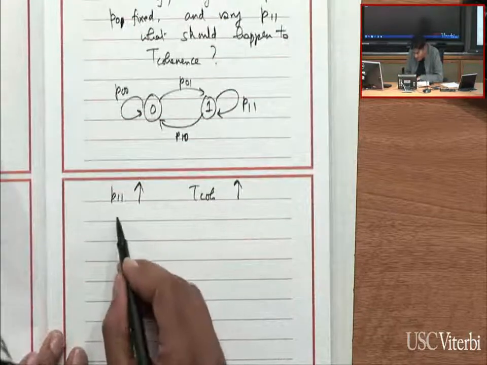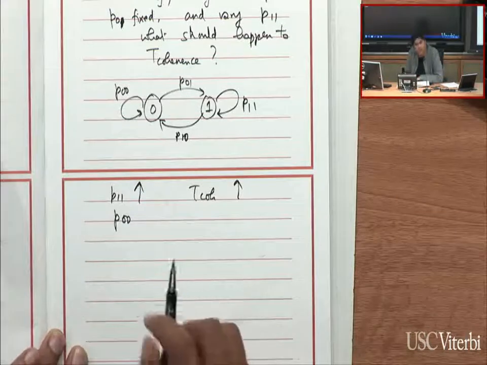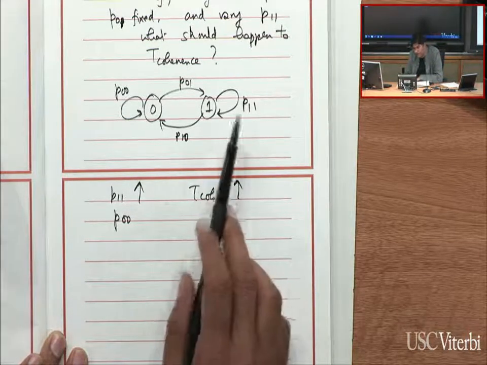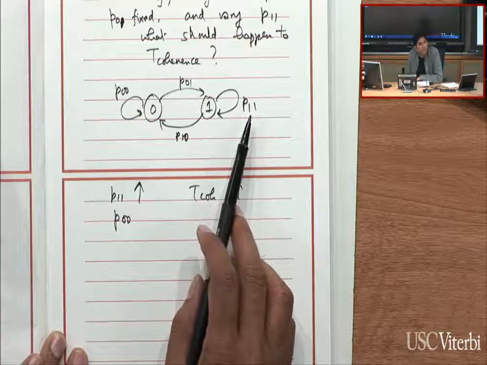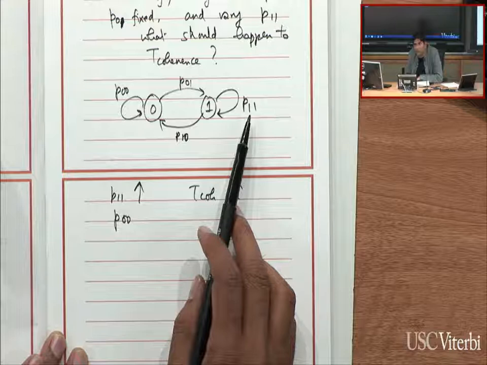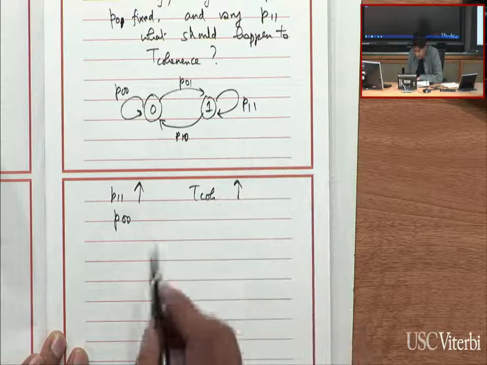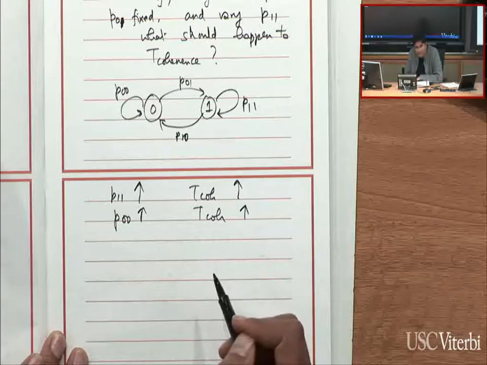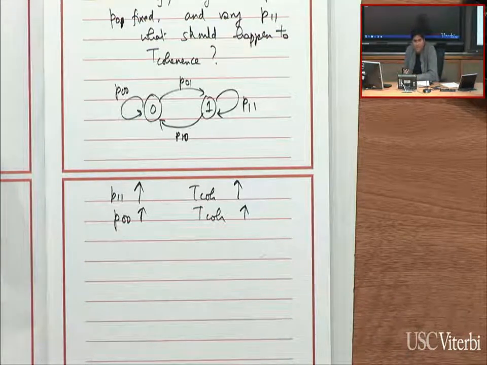Likewise, what do you expect would happen with P00? Let's fix P11, and I increase P00. Am I going to increase or decrease the coherence time? Increase. So this model kind of seems to do that. Now, what's a good definition for the coherence time for this model?